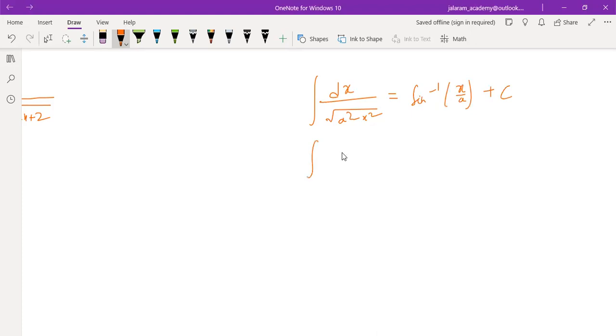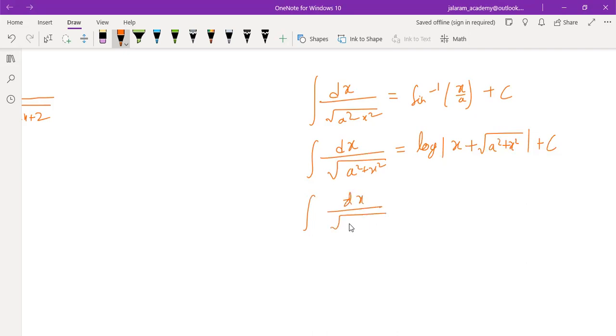The second is dx upon under root a square plus x square. Next one. 1 by a tan inverse x by a. This is wrong. It is log modulus x plus under root a square plus x square mod plus c. Is that clear to you?